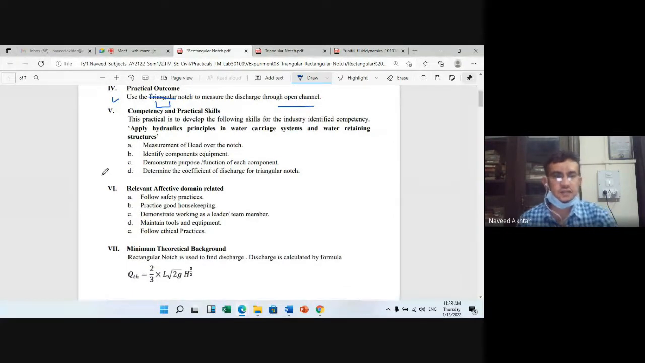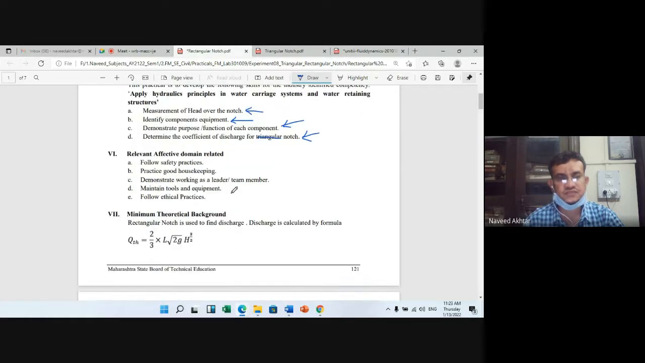Then the competency of the practical skill. This practical is developed to follow skills of industry, identify competency, and apply hydraulics principles in the water carriage system and water retaining structures. So measurement of head over notch, identify components and equipment used in laboratory, demonstration process, function of each component you should know, and determine the coefficient of discharge of rectangular notch.